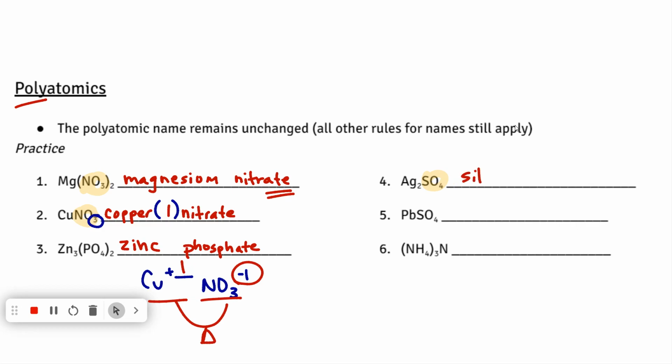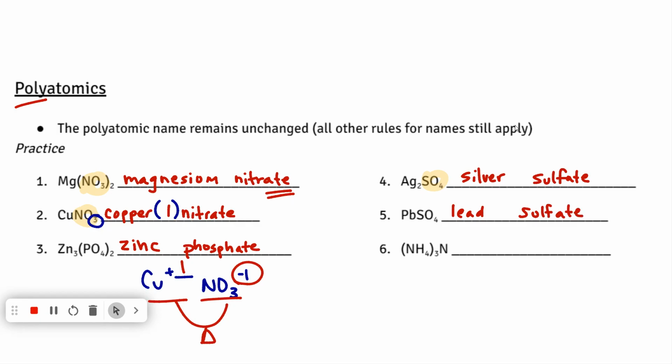Ag is silver. SO4 is sulfate. Do we need a Roman numeral? No. Like I mentioned, silver, just like zinc, has a set charge. We don't need a Roman numeral. This next one has that same sulfate in it, so I'm ready to go. It's just this one is with lead. So this is lead. Sulfate.